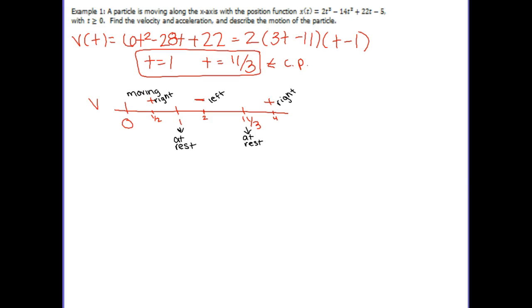Let's look at acceleration. So a derivative of 6t squared is 12t. Derivative of 28t is negative 28. So you have 12t minus 28. You want to know the zeros of this. If it helps you, you could factor out a 4.